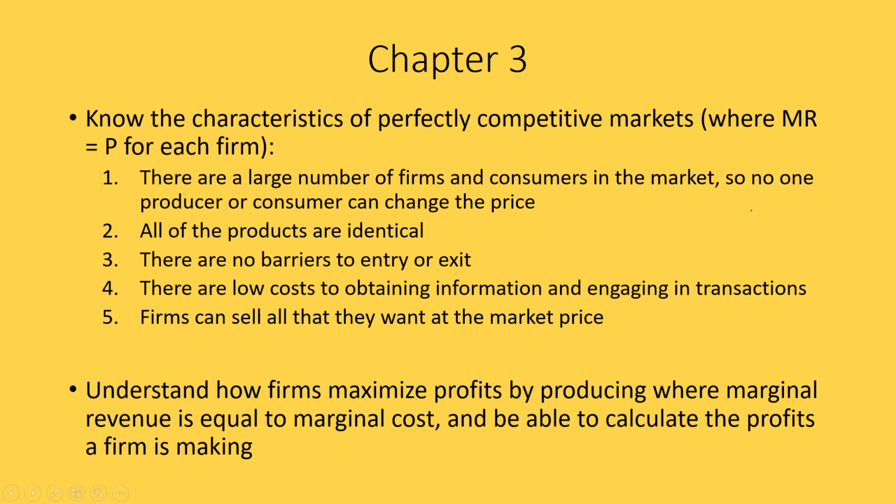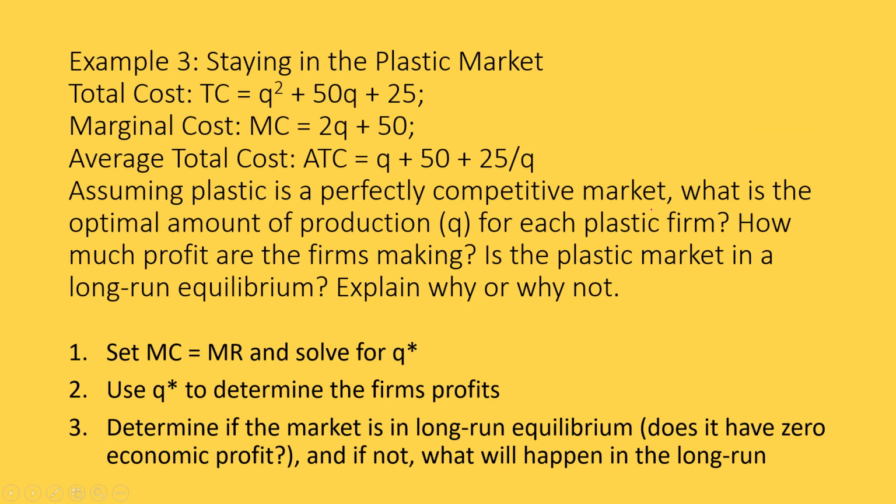So with that in mind, if we're staying in the same plastic market from the previous example, the total cost in this particular market is given by this equation, Q squared plus 50Q plus 25, and the marginal cost is 2Q plus 50, and then the average total cost is Q plus 50 plus 25 divided by Q. Using those equations, be able to tell me what the optimal amount of production for each of these firms in the plastic industry is, and also tell me how much profit the firm is making.